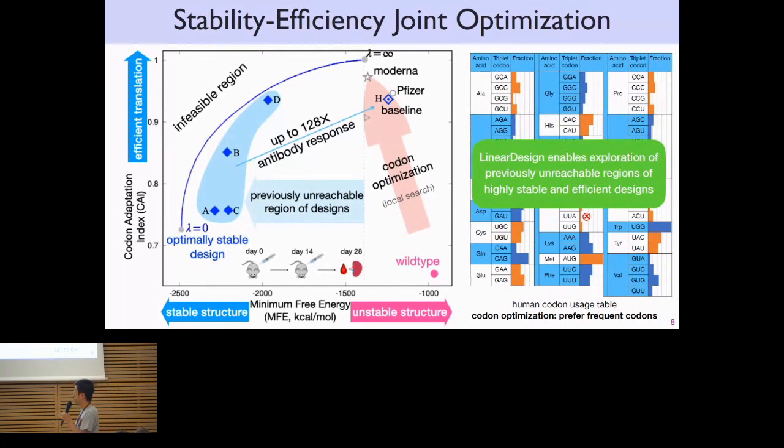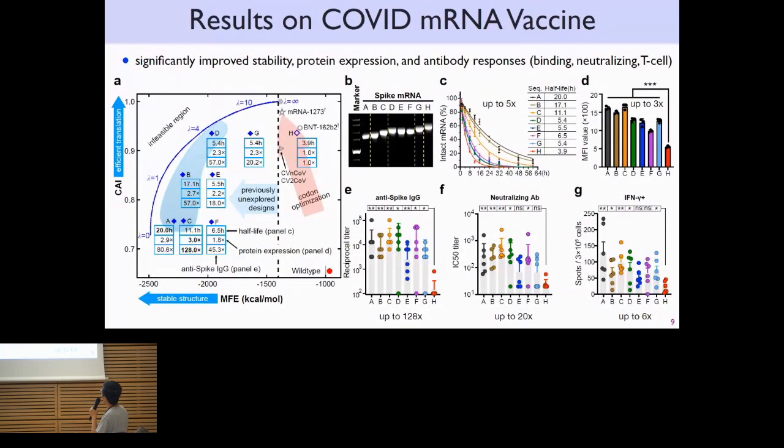And here are the in vitro and in vivo experimental results from Sanofi. Because I'm not an experimentalist, I'll just say that in all of these experiments, gel run, half-life, protein expression, binding activity response, neutralizing activity response, and cell response, they're all much better than the baseline, which is codon-optimized very close to the BioNTech sequence. Especially in terms of half-life, we improved up to 5-fold, protein expression 3-fold, antibody more than 100-fold, and 20-fold for neutralizing. It's great.